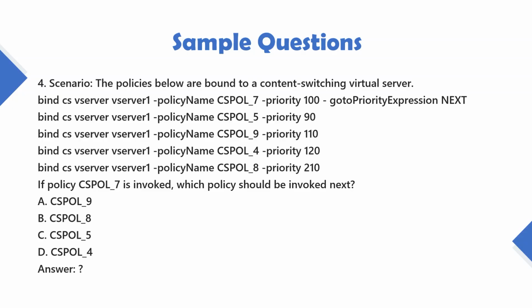Bind CSV server vserver1 policy name CSPOL_8 priority 210. If policy CSPOL_7 is invoked, which policy should be invoked next? A. CSPOL_9. B. CSPOL_8. C. CSPOL_5. D. CSPOL_4.